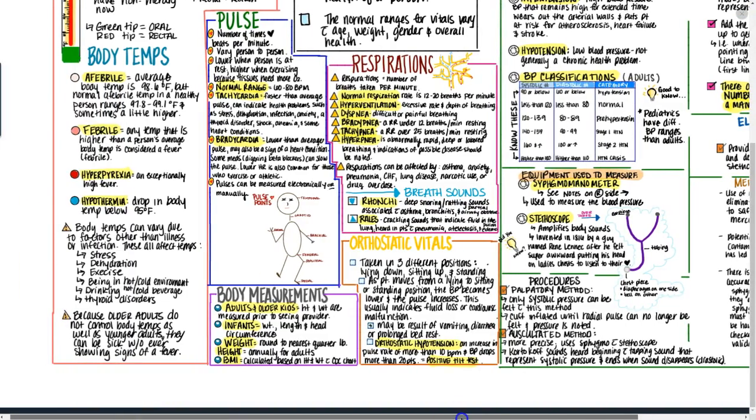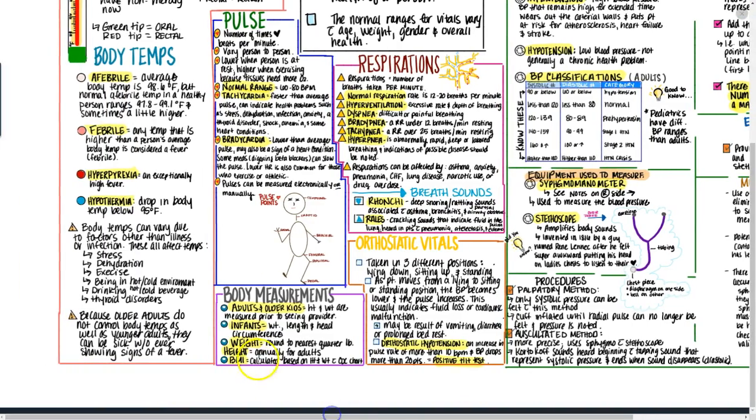All right, so I think the last two sections we have over here are orthostatic vitals and body measurements. Orthostatic vitals are vital signs that are taken in 3 different positions. The patient starts out lying down and we take the vitals, then they sit up and we take the vitals again, and then they stand up and we take the vitals a 3rd time.